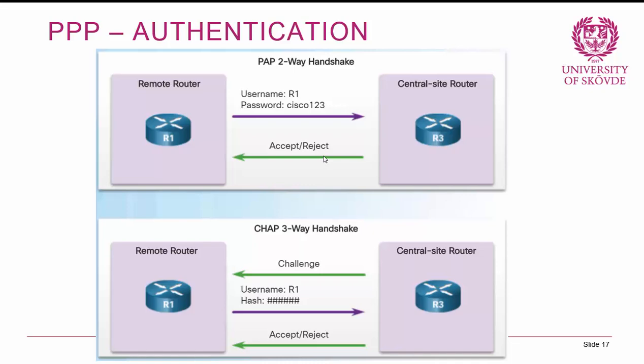So let's say that we have one remote router and one central site router, and the remote router is to authenticate to the central site router. Using PAP, which is just a two-way handshake, the remote router will send its username and password, and the central site router will either accept or reject that. Using CHAP, which is challenge-based, the central router will actually challenge the remote router, and then the remote router will respond with a username and a hashed password. And then the central site router will either accept or reject this.